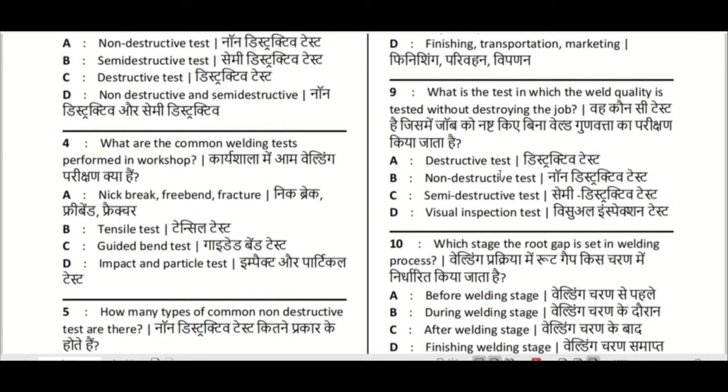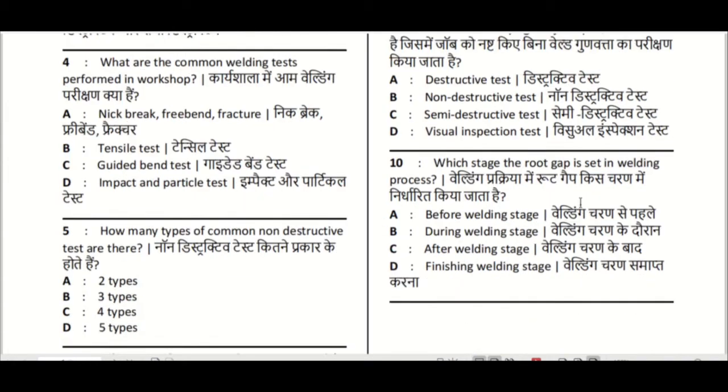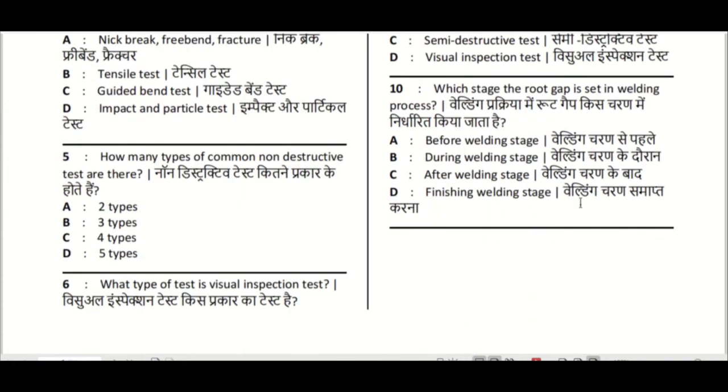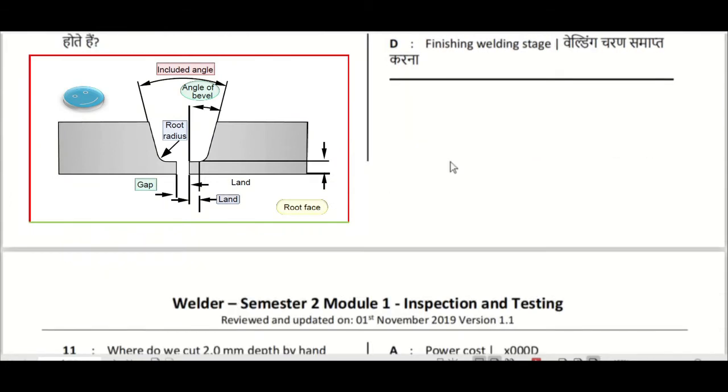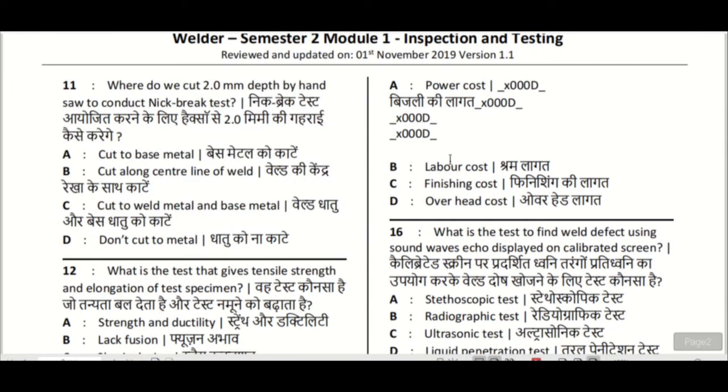What is a test in which the weld quality is tested without destroying the job? Non-destructive test. At which stage is the root gap set in the welding process? Root gap is set before the welding stage. Before welding, we need to set the root gap.